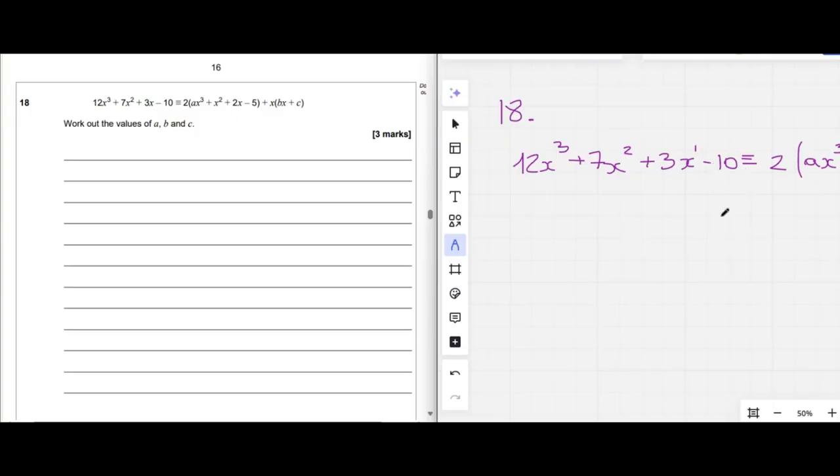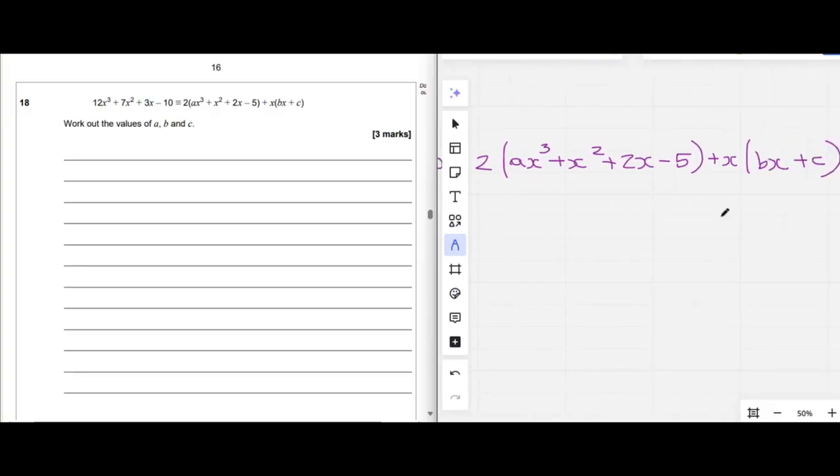What we need to do is simplify the right hand side and then compare the coefficients next to each power of x to the left hand side, and that will be our a, b, and c. Okay, so first brackets.